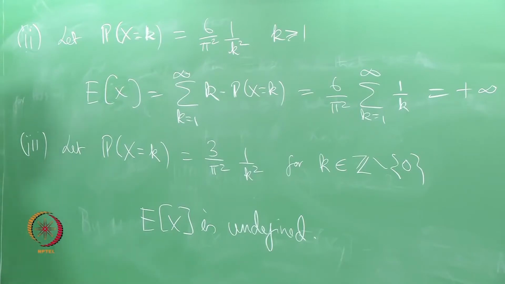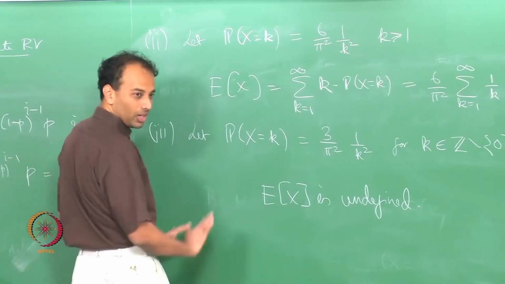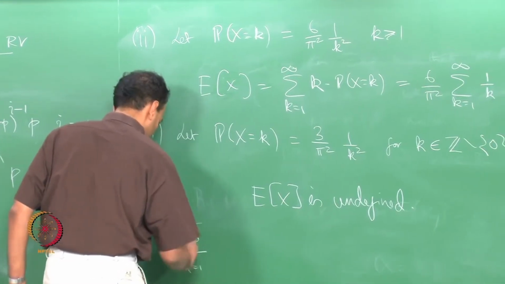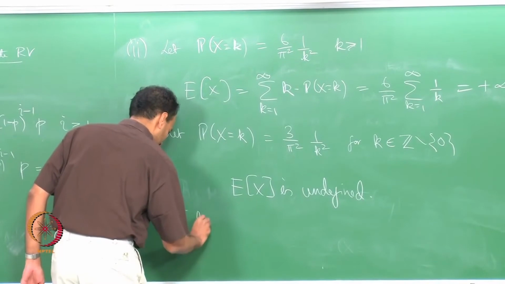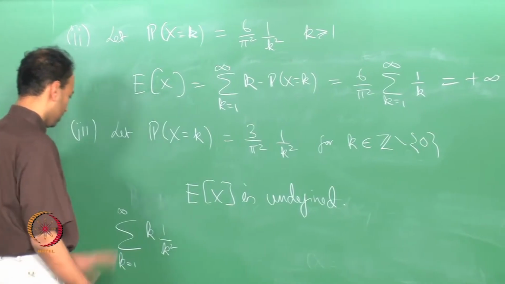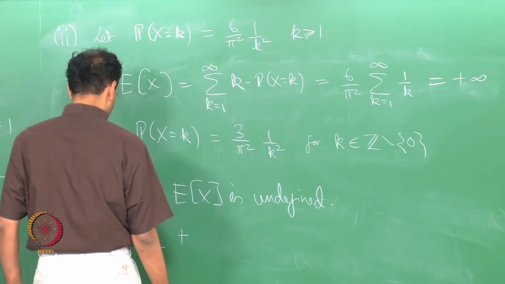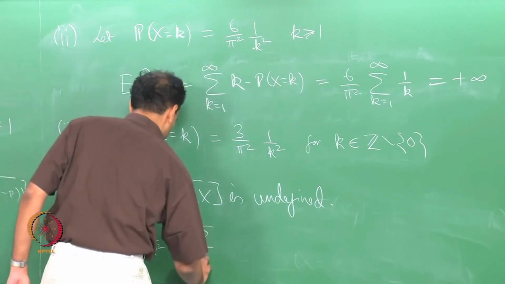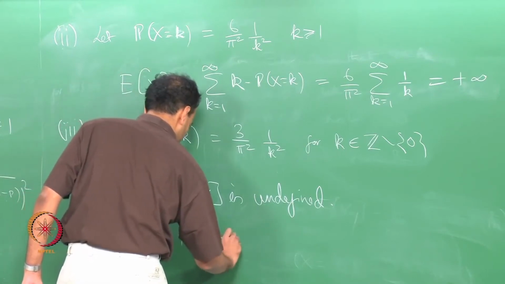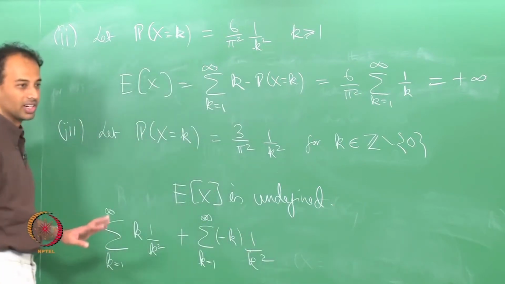One caution I want to give you is that you cannot write it like this; what I am going to write now is wrong, okay. You cannot write this as the sum over k equals 1 through infinity of k times 1 over k squared, forget the pi squared outside, and then for the negative part, the sum over k equals 1 through infinity of minus k over k squared, with 3 over pi squared outside.